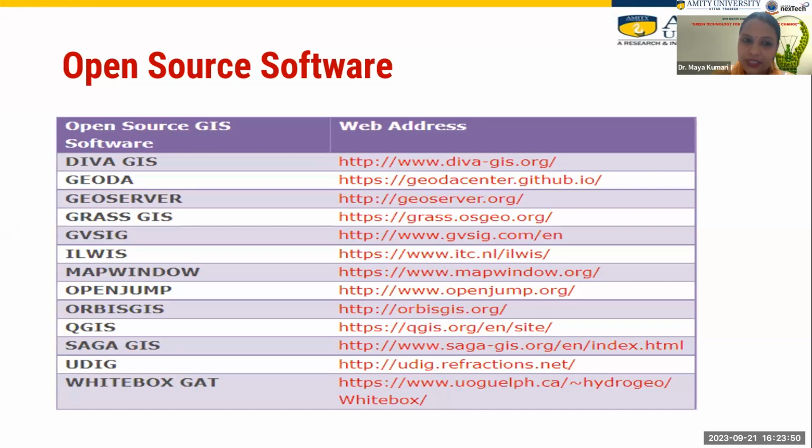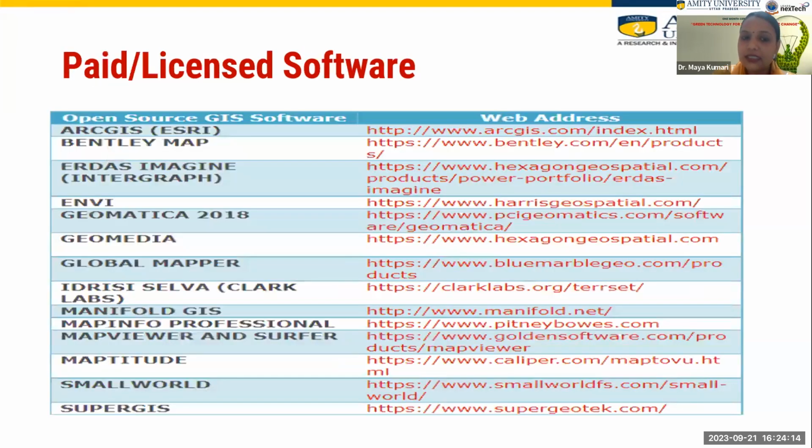Like ViVA GIS, GRASS GIS, ILWIS, MapWindow, OpenJUMP, QGIS, SAGA GIS, Whitebox GAT. These are certain open source GIS, and today we will be talking about QGIS, which is open source GIS. QGIS is also known as Quantum GIS. On the other hand, there are certain licensed software, which are used for processing remote sensing data or for making any kind of decisions.